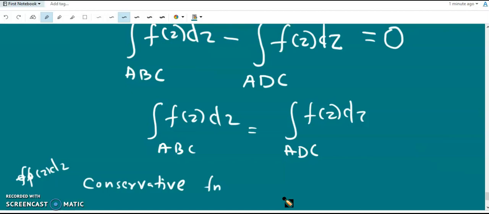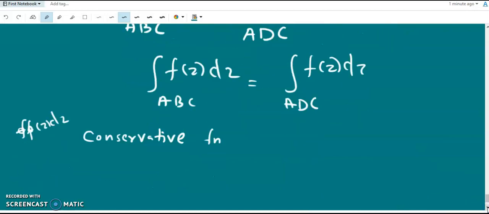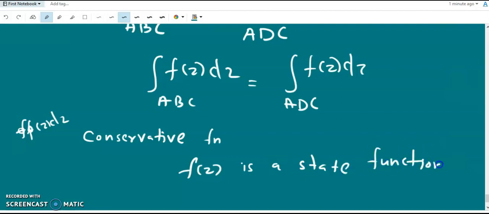So an analytic function in a simply connected domain is a conservative function, and therefore it is a state function, since its integral depends only on the endpoints. It is not a path function since the closed line integral of the function is 0. Okay, so this is the consequence. So we can say that f of z is a state function in the simply connected domain, not a path function. It is independent of the path of the integration.